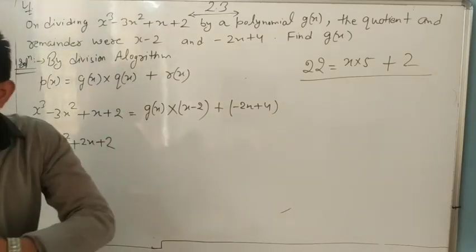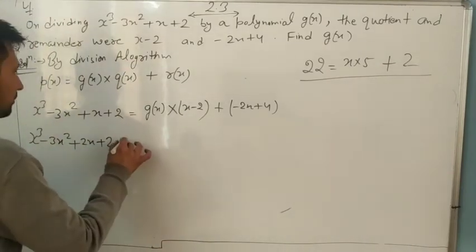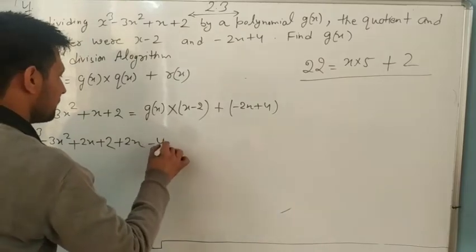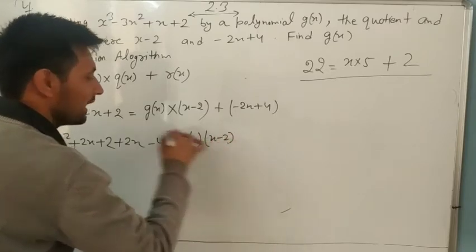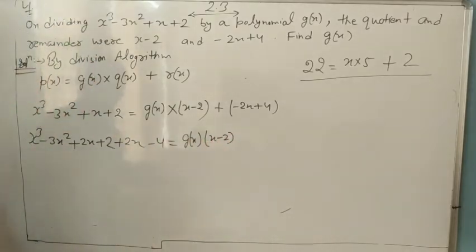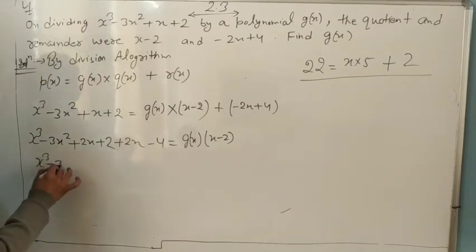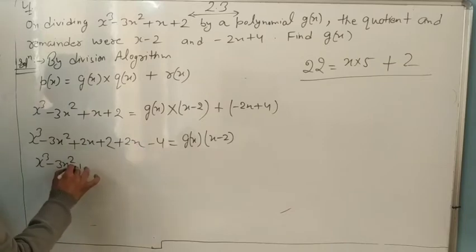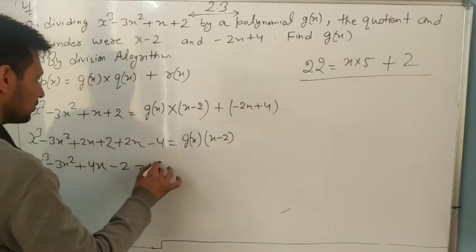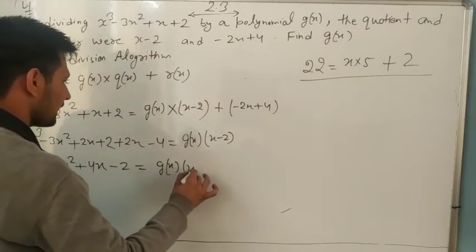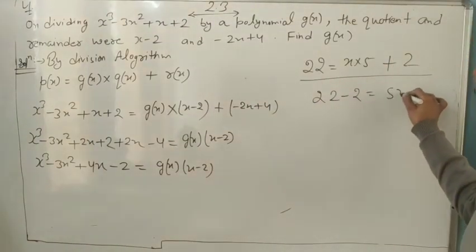Negative becomes positive, and positive becomes negative, so it becomes minus on the other side. Now g(x) into (x minus 2). Now write the 2x like terms: x cube minus 3x square, 2x plus 2x, 4x, minus 2, equal to g(x) into (x minus 2).